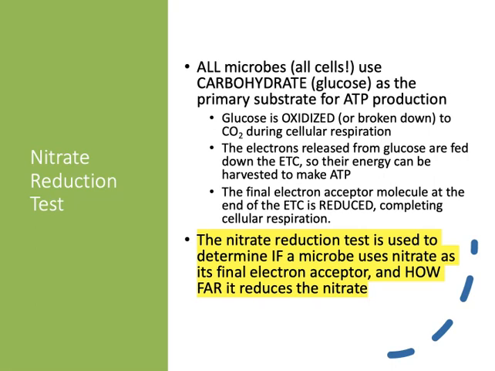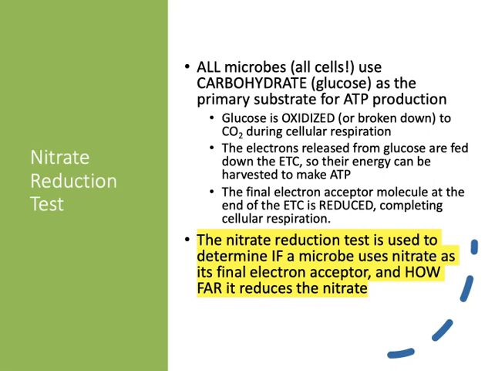All of the electrons that got released from glucose will be fed down the electron transport chain so their energy can be harvested and used to make ATP. The final electron acceptor molecule sits at the end of the electron transport chain. That's the molecule that's going to receive the electrons that were released from glucose. That's the molecule that's going to get reduced. Glucose gets oxidized, the final electron acceptor gets reduced, and that completes cellular respiration.